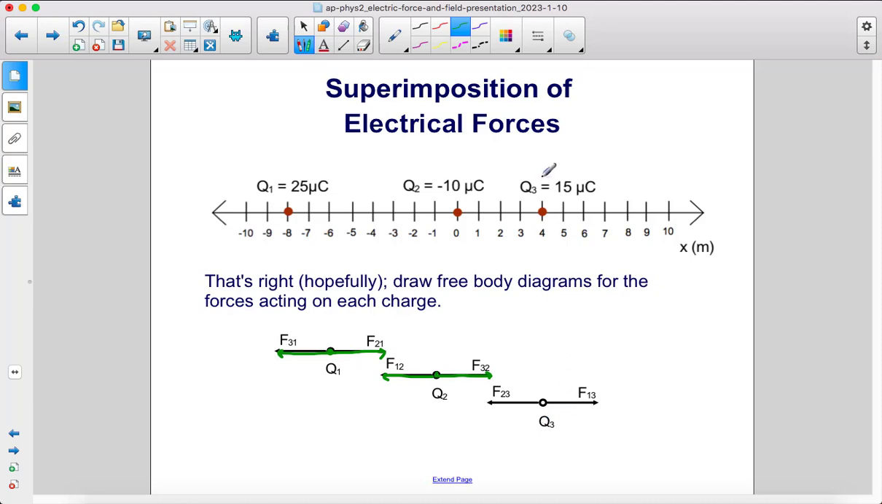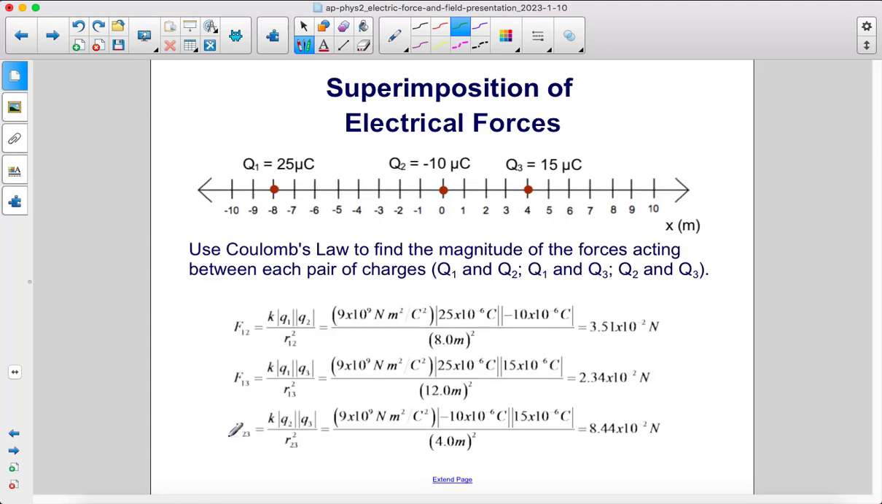And finally, Q3 has two forces on it. It has a repulsive force from Q1, so that's going to go this way. And it's attracted to Q2, so like that. All right, and here is the fun part. We're going to use Coulomb's law to find the magnitude of the forces acting between each pair of charges. So the force between 1 and 2, the force between 1 and 3, and the force between 2 and 3.